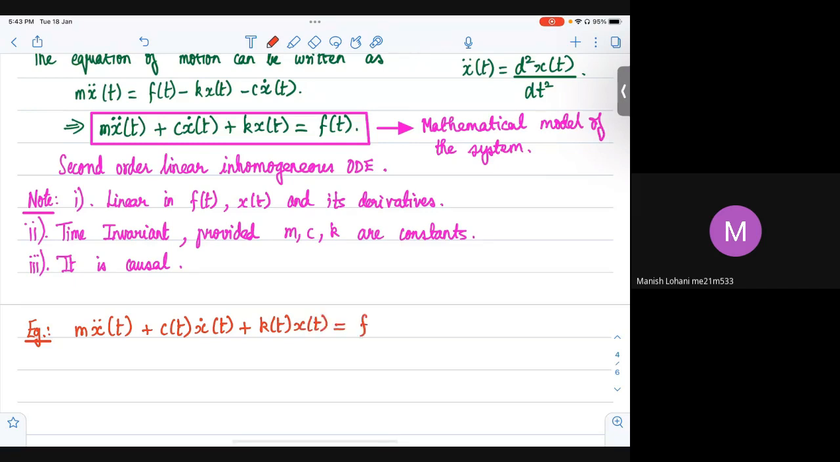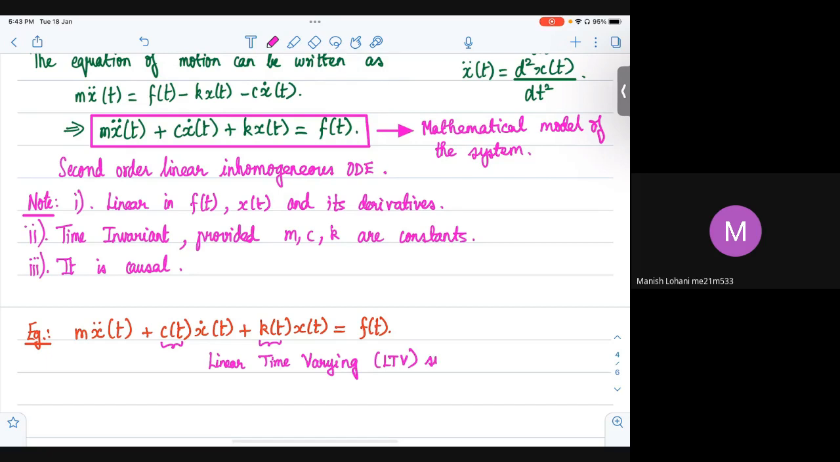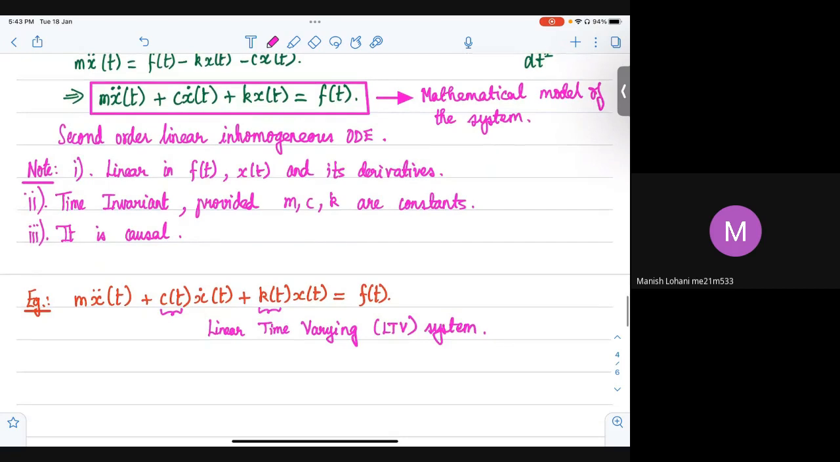Sometimes we may willingly do it. Sometimes it may happen due to wear and tear, or due to changes in the system's operating conditions, right? So if this happens, we are now dealing with a linear system, but now it is time varying. Why? Because the system parameters C and K are functions of time. So this is what is called a linear time varying system. The abbreviation is LTV. I hope it is clear why it is called time varying.